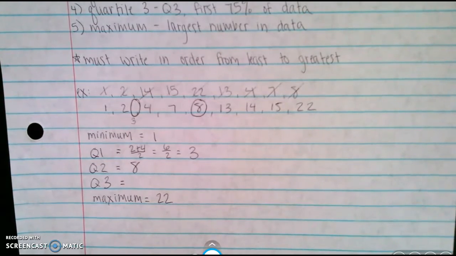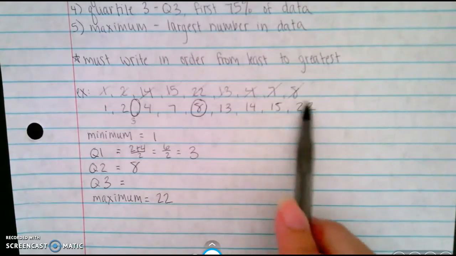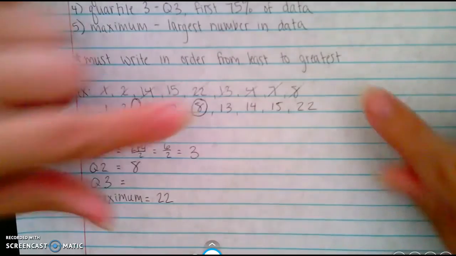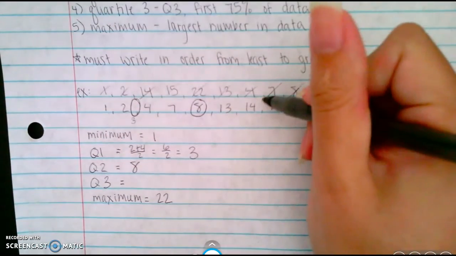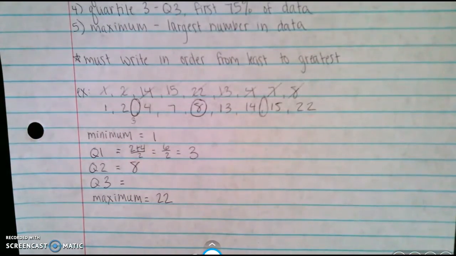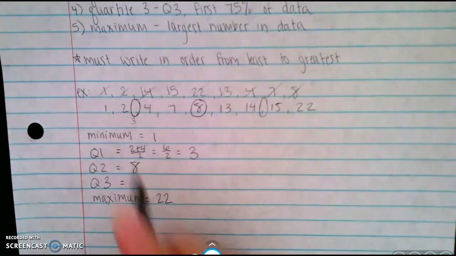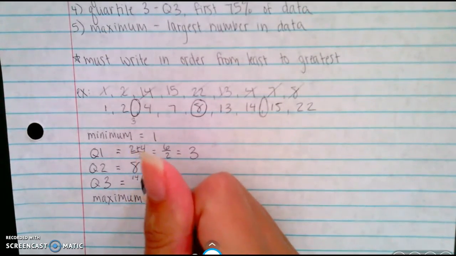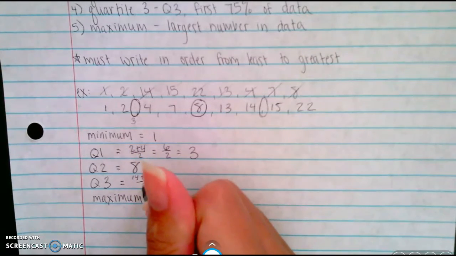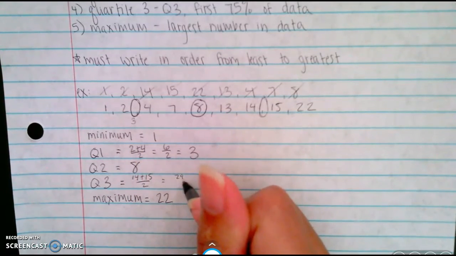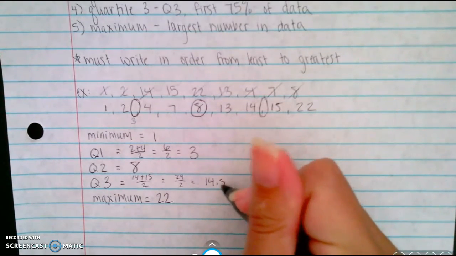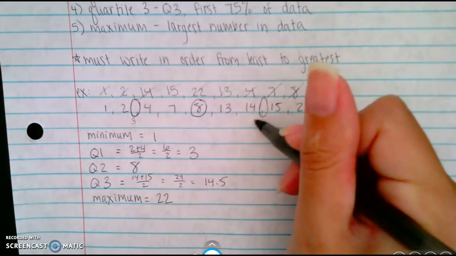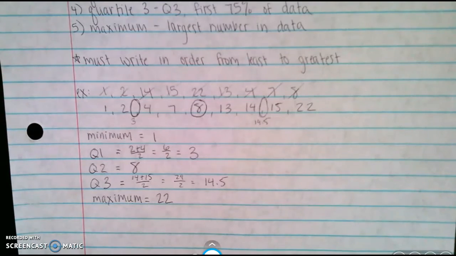Then we need to find quartile 3, and that's going to be the middle of this second half of data. So I'm crossing off 13 and 22, and then between 14 and 15. So the number between 14 and 15, you could either think it's 14.5, or if you didn't know that, you would add 14 plus 15, and then divide by 2. So that would be 29 divided by 2, and 29 divided by 2 is 14.5. And that's how you find the 5-number summary.